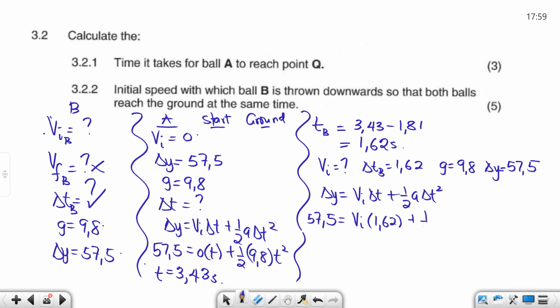1,62 plus 1 over 2, 9,8, 1,62, all what? Squared. Do we know how to do the maths? Please, and please don't add these two together. We see that a lot. It's still maths. 7 bananas plus 3 oranges doesn't give us fruit salad, please.